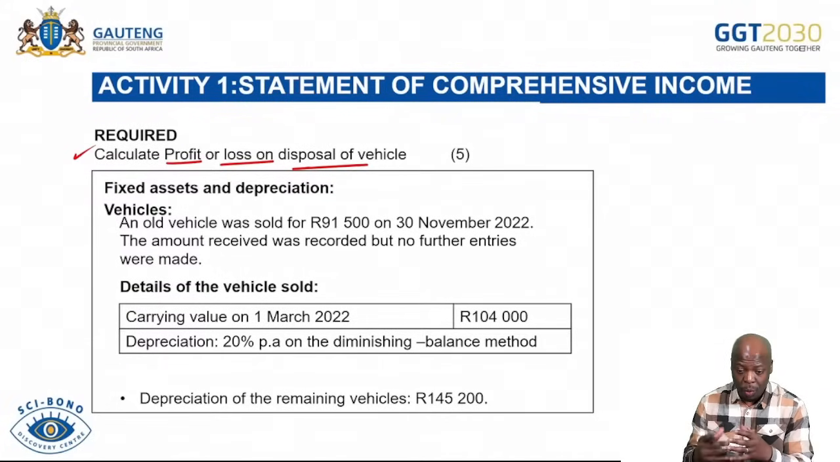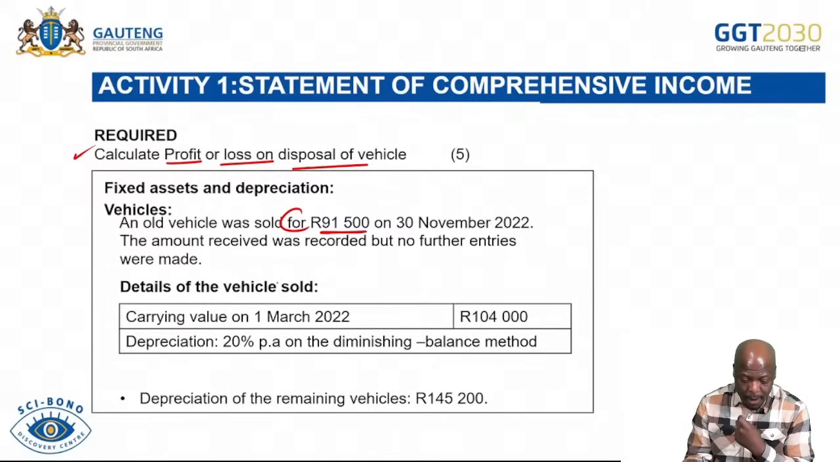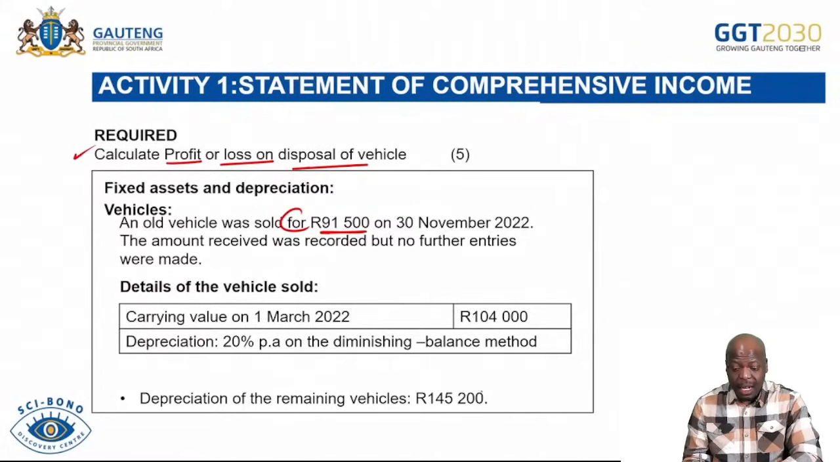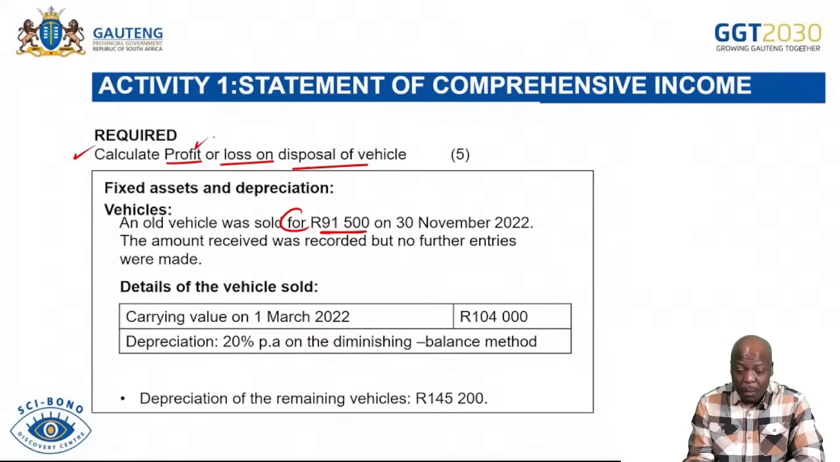What are we given? We are told an old vehicle was sold for, very important, sold for 91.5 on 30 November. The amount received was recorded, but no further entries were made. Once they say no further entries were made, that simply means we need to record either the profit or the loss. Here are the details of the vehicle sold. Depreciation of the remaining vehicles, we're given that one. So we want to calculate whether we made a profit or a loss on the disposal of the vehicle.